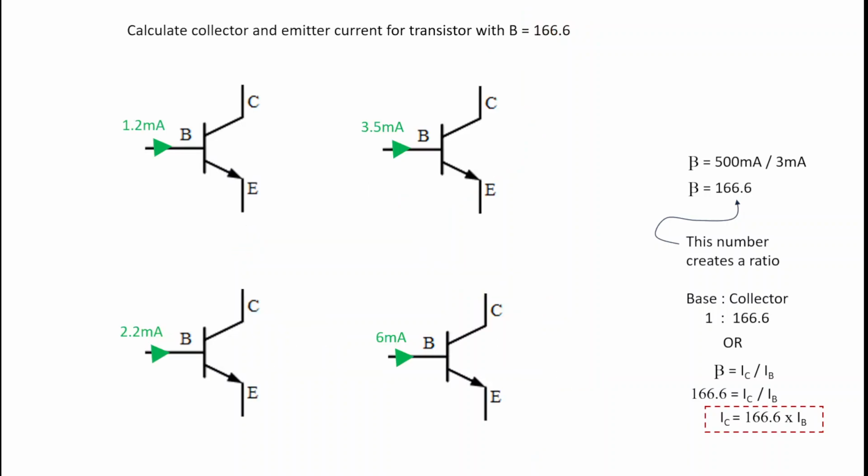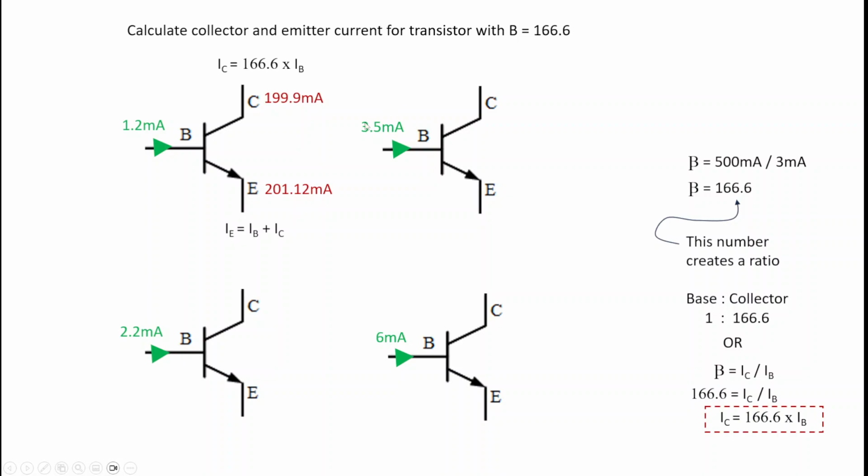Now, if we take a look at these four different diagrams, if it's the same transistor with a beta of 166.6, then I can multiply that by the base current to determine the collector current, and then add the collector and base current to determine the emitter current. So let's do the far left one with the 1.2 milliamps. I've got 166.6 times base current, which should give me the collector current. Then I can take base and collector, and that should give me the emitter current. So that gives me 199.9 milliamps for the collector and 201.12 milliamps for the emitter.